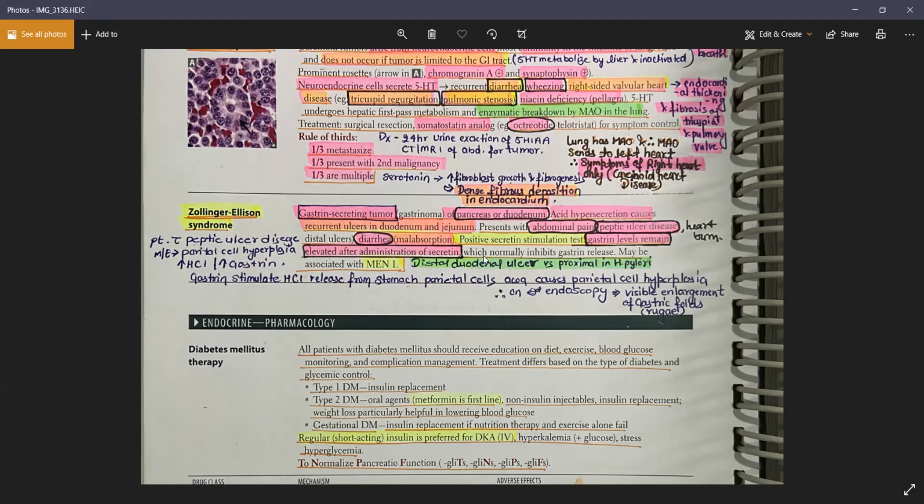Secretin can only inhibit the gastrin which is released by the stomach, while in the case of the pancreas, secretin increases the secretions of the pancreas. Secretin causes increased secretion from the pancreas, and because Zollinger-Ellison syndrome is a tumor of the pancreas, whenever you give the patient secretin, instead of inhibiting the gastrin levels, it will increase them.